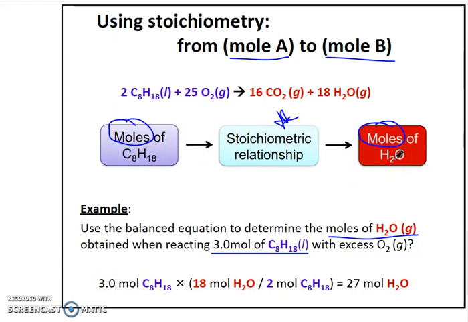So we look at the two components, octane and water, and their stoichiometric coefficients, and we're going to find that the relationship is 18 to 2, and that's going to become our stoichiometric factor. This is the one that we're going to input here in order to make the conversion between the number of moles of octane and the moles of water that are being produced.